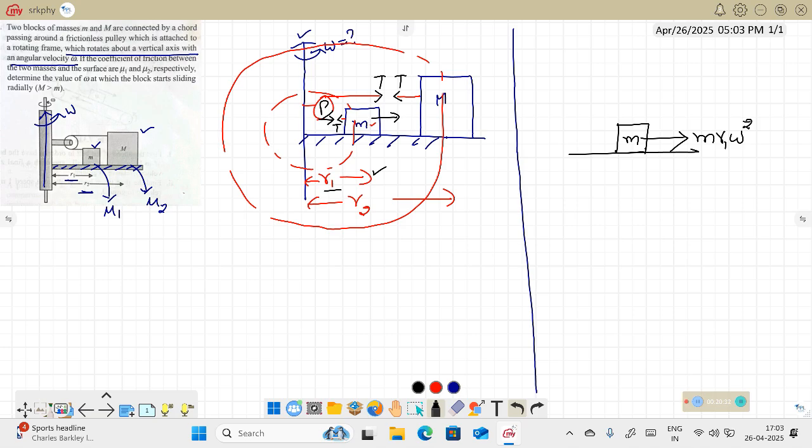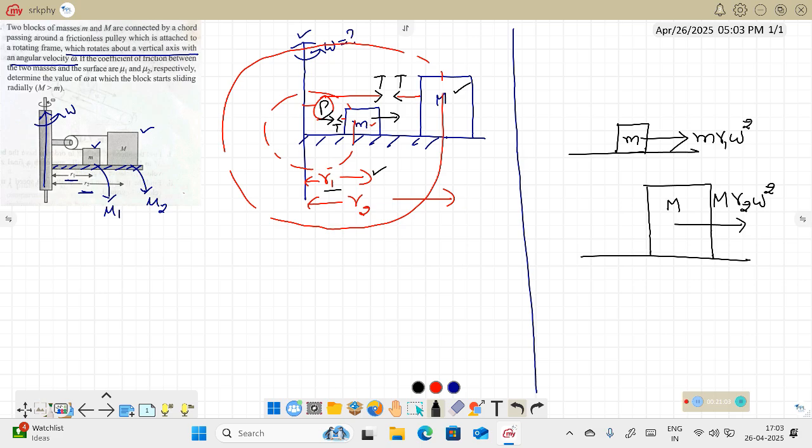When it is trying to move like this, this is one of the centrifugal forces. In the case of the large block, that is capital M, the mass of this one is capital M. So it also experiences a centrifugal force, that is M r2 omega square. The concept involved here is that both do not have the same mass. You know that centrifugal force depends on the mass, the radius as well as the angular velocity.